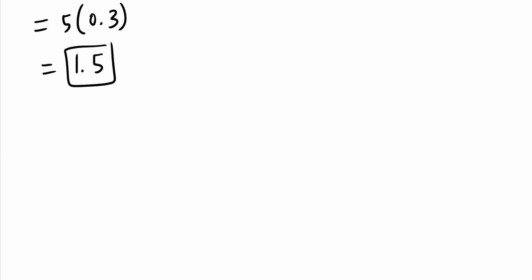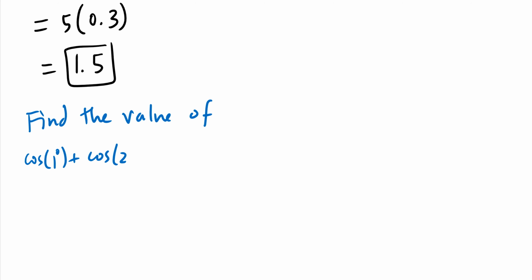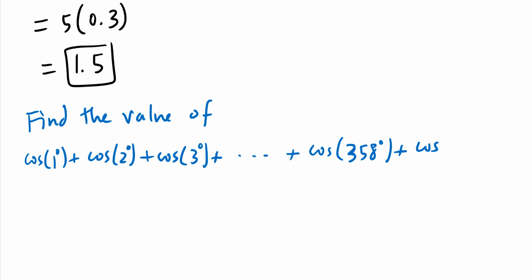One other application: find the value of cosine 1 degree plus cosine 2 degrees plus cosine 3 degrees, all the way to cosine 358 degrees plus cosine 359 degrees. No calculators are allowed. This can be a challenging problem for most students. Where am I going to start? How am I going to use all these properties we learned today?